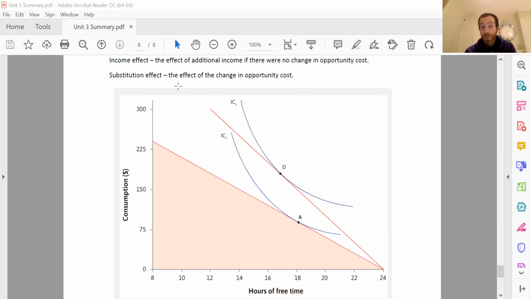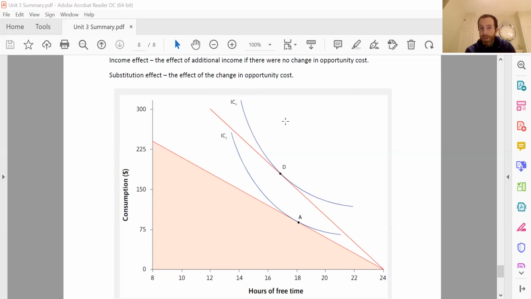And the substitution effect is the impact of that change in opportunity cost. So they have this higher level of income, but now not working is more costly because the wage is higher. The substitution effect tells us the impact of this higher opportunity cost.